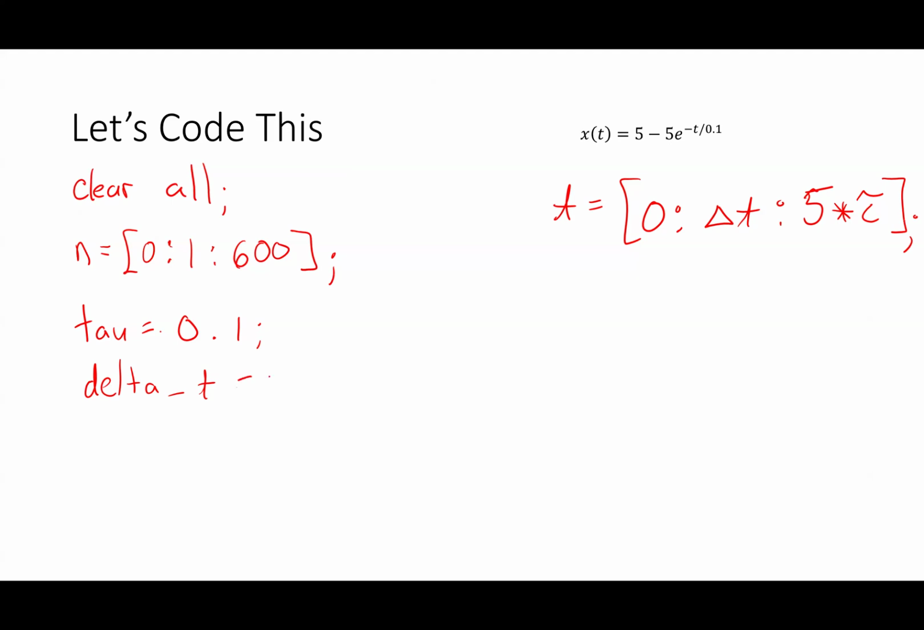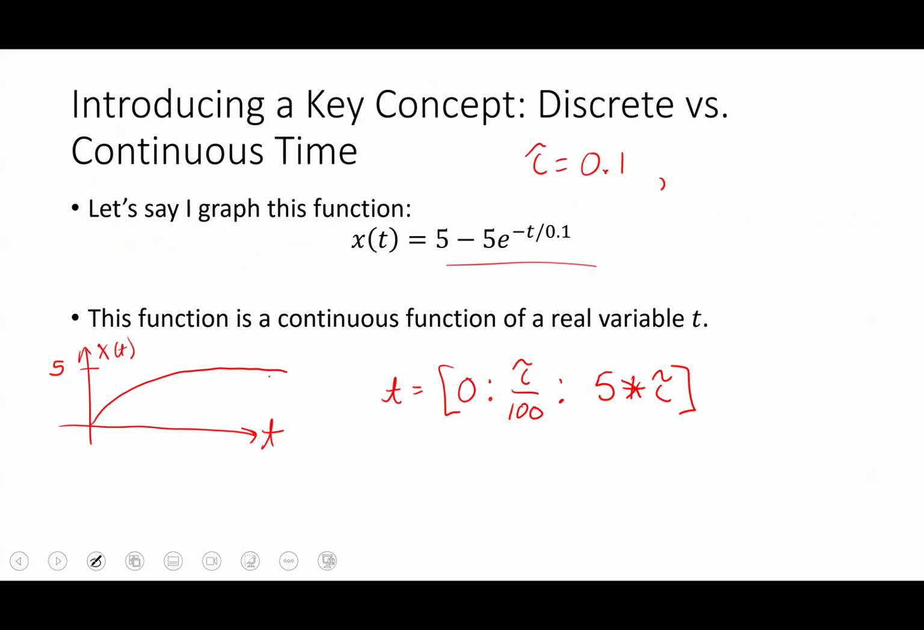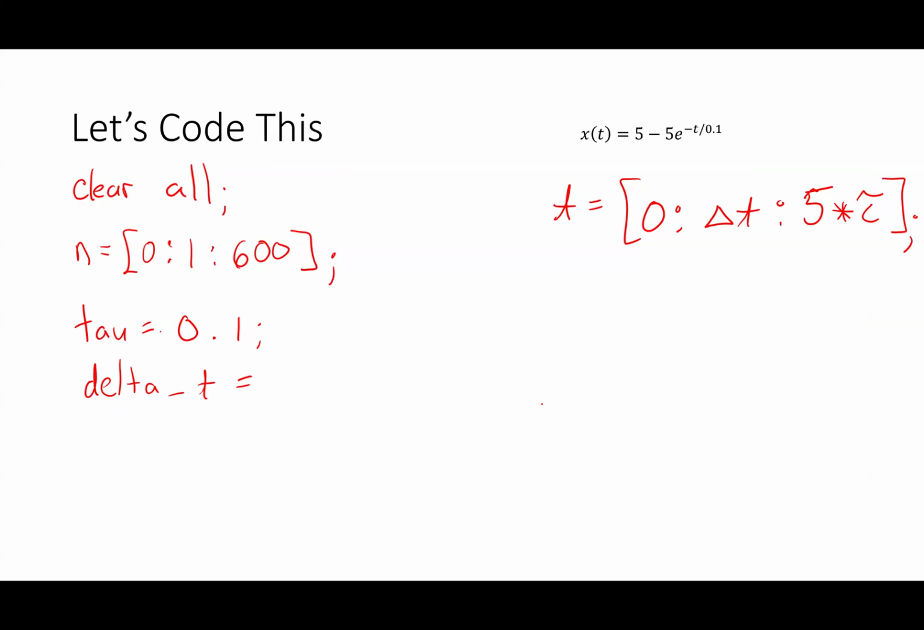Now, on the previous slide, I said my time step here was tau divided by 100. So how would I define delta t in my code? How would I write that? Tau divided by 100. Okay. Tau divided by 100. And I'll put a semicolon in there.